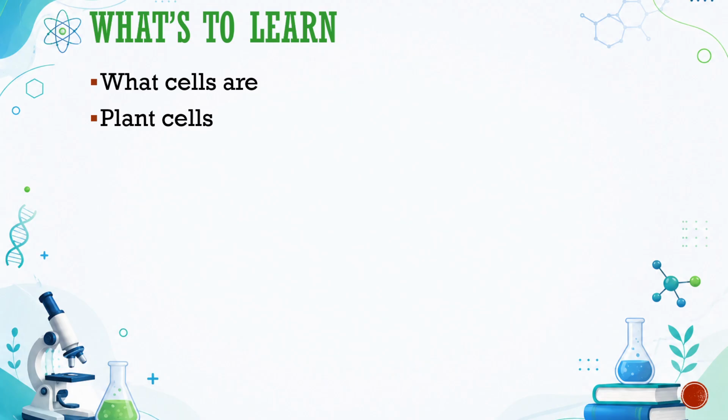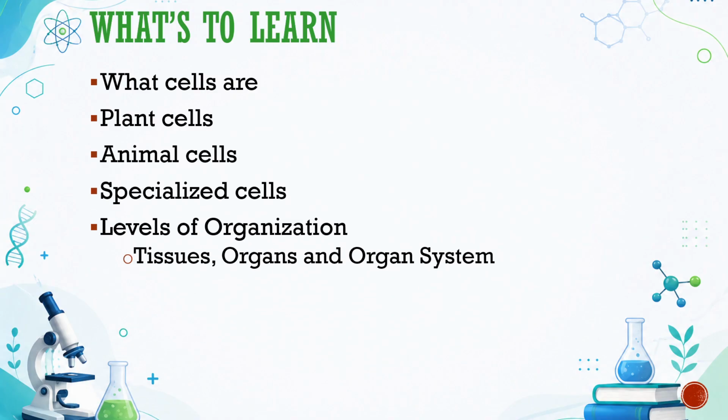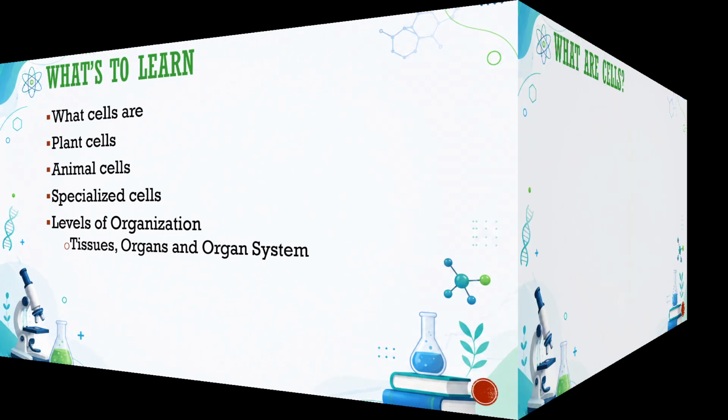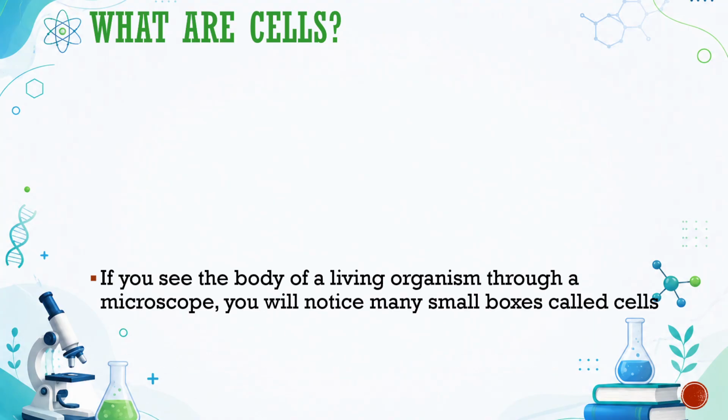We'll talk about the plant cells and animal cells, their various parts and their functions. We would even talk about specialized cells and then eventually the level of organization of cells to form a particular body, be it a plant part or animal part, all right? So let's get started. First things first, what are cells?